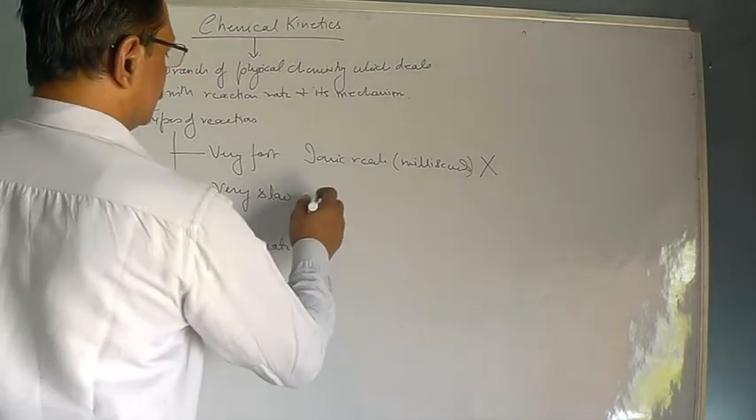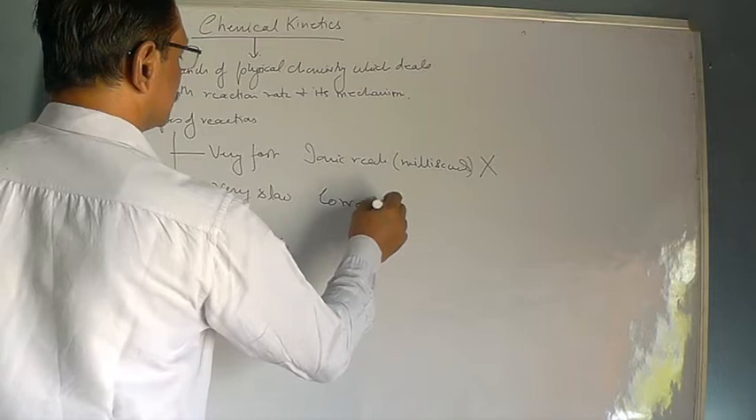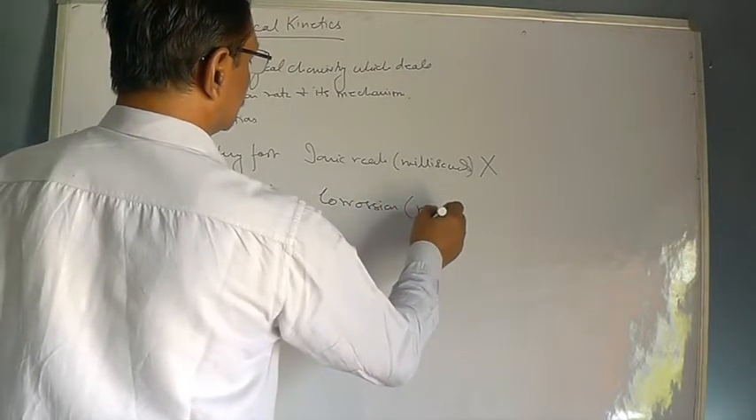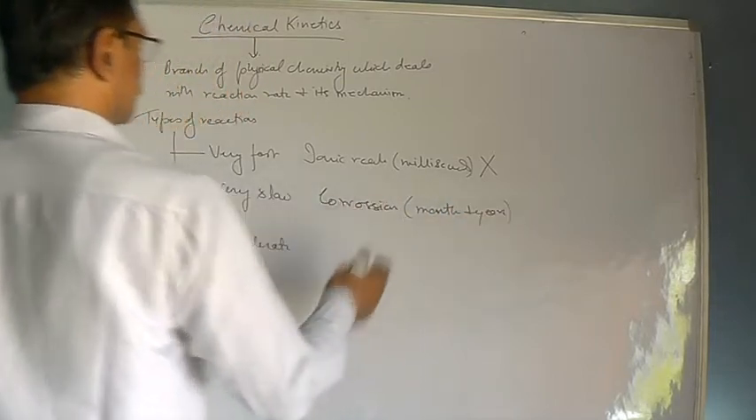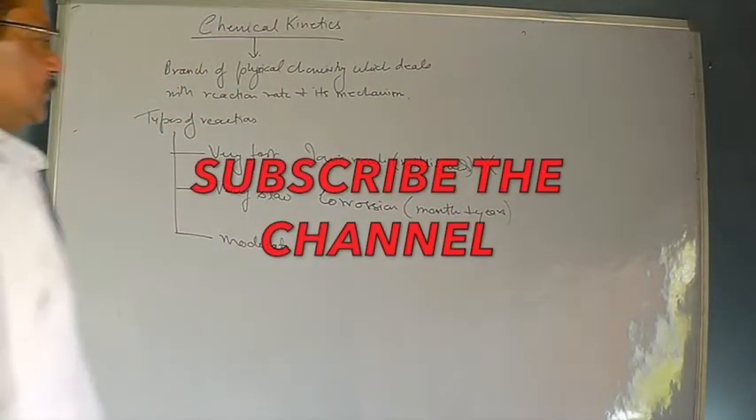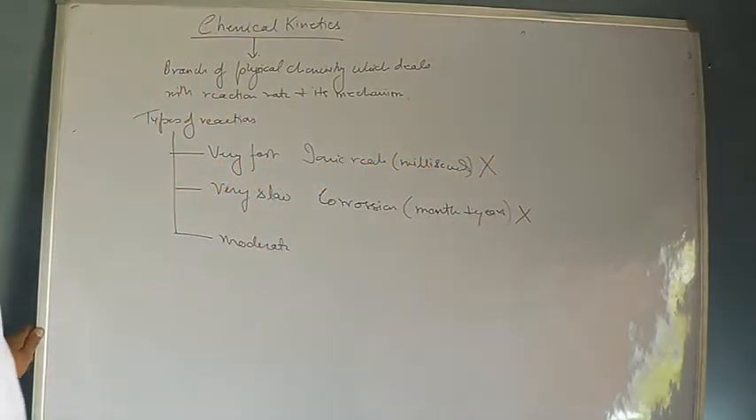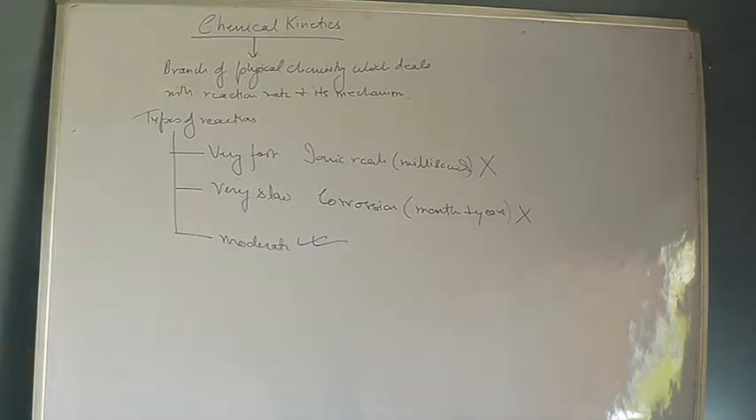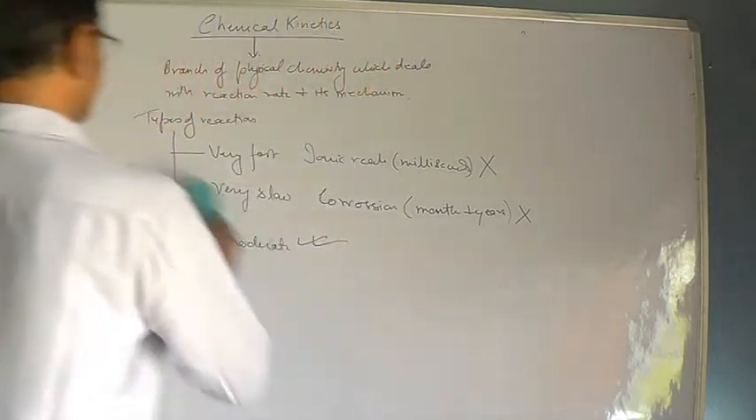Then very slow reactions such as corrosion reactions, which require months and years to get completed. Therefore, class, we also do not study corrosion reactions. So what we study in chemical kinetics is moderate reactions. So we'll be studying moderate reactions in chemical kinetics.